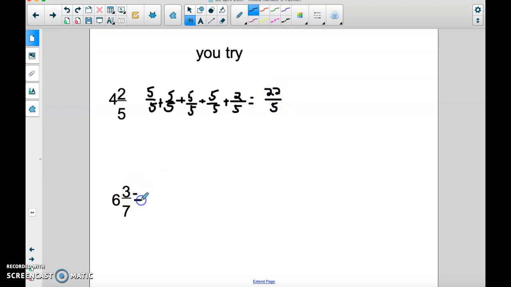We'll do the same thing down here. I'm going to add 7/7 6 times. Now, that's a lot to do, right? What you could do is go, okay, I've got 7/7 as 1 whole, and I've got 6 wholes. I'm going to multiply it by 6 and have my 42 sevenths. It's a lot quicker than adding 7/7 6 times, right? But I still have to add this 3/7 on. And then my answer here would be 45 sevenths. Done.